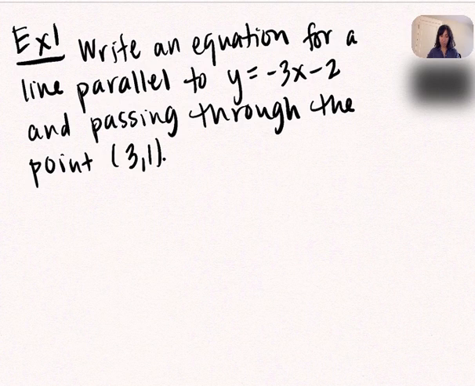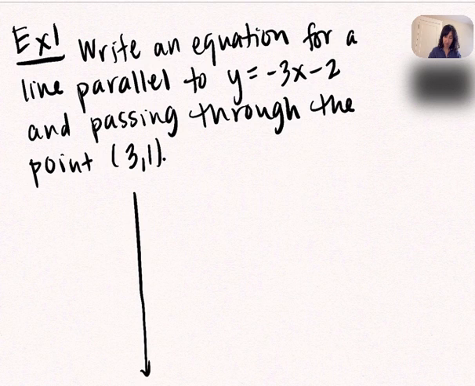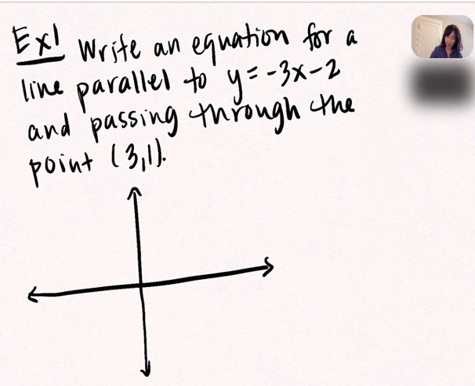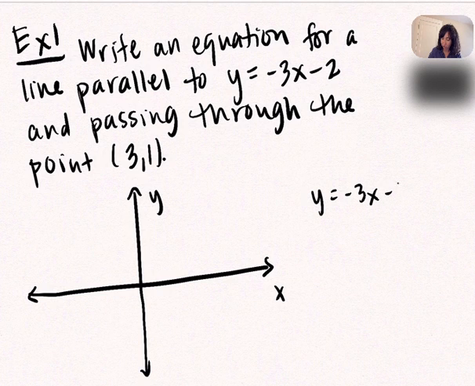To get a better sense of what's going on here, I'm going to graph the line given and plot that point. So our line equation is y equals negative 3x minus 2. This negative 2 is the y-intercept. So I can first go down to negative 2 and make a point there. I plot the y-intercept. Now our slope is negative 3. In other words, m is equal to negative 3.